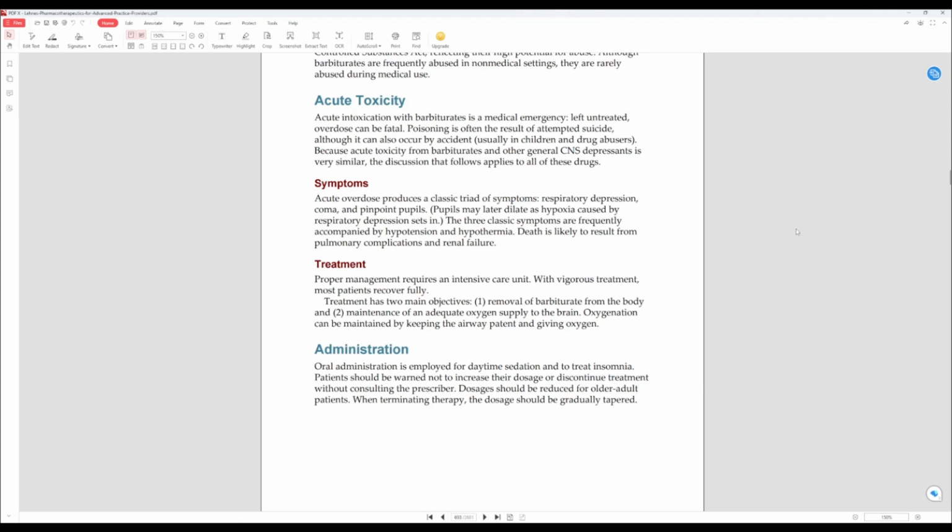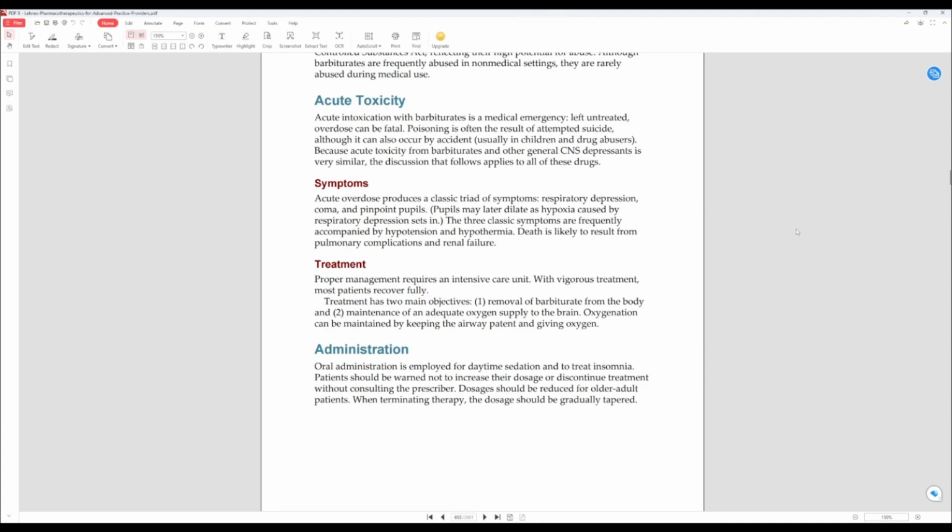Your symptoms in an acute overdose would include the classic triad of symptoms: respiratory depression, coma, and pinpoint pupils. The three classic symptoms are frequently accompanied by hypotension and hypothermia. Death likely results from pulmonary complications as well as renal failure. So, treatment. Proper management requires an intensive care unit. With rigorous treatment, most patients may recover fully.